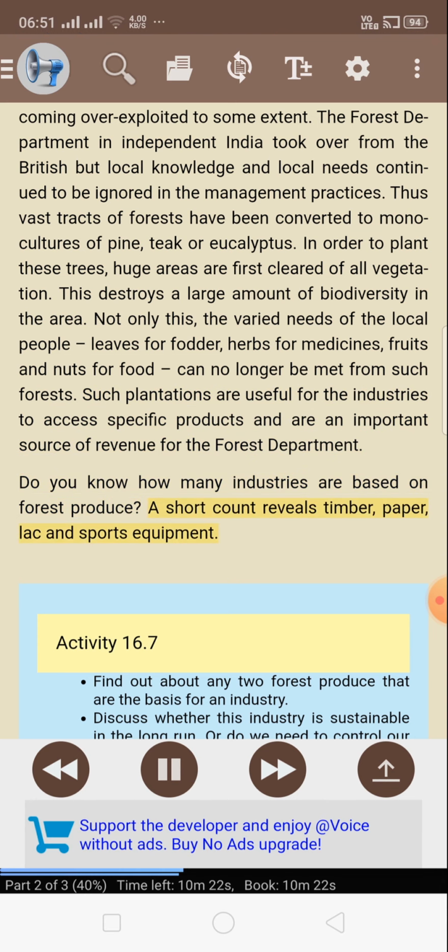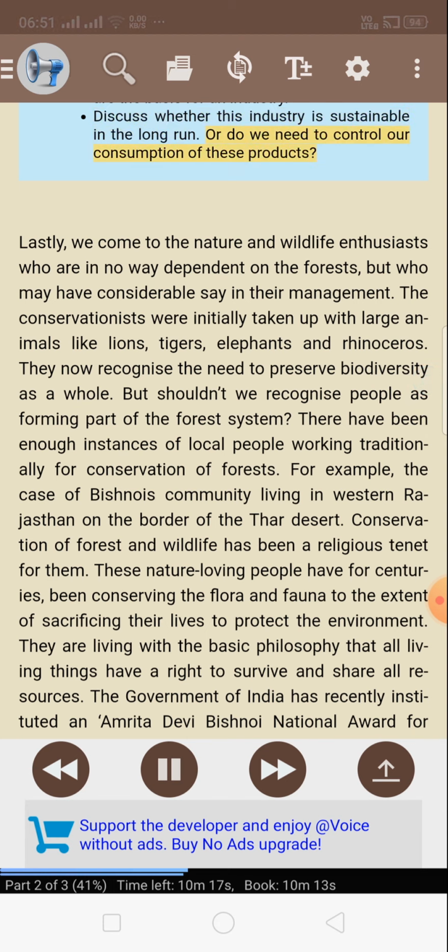A short count reveals timber, paper, lac and sports equipment. Activity 16.7. Find out about any two forest produce that are the basis for an industry. Discuss whether this industry is sustainable in the long run. Or do we need to control our consumption of these products?